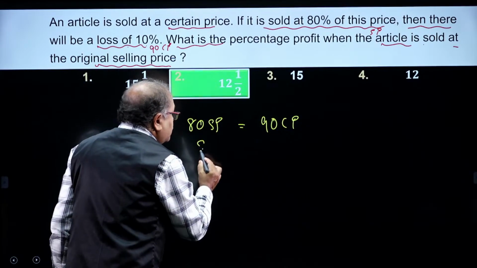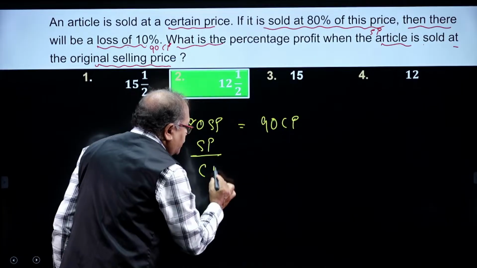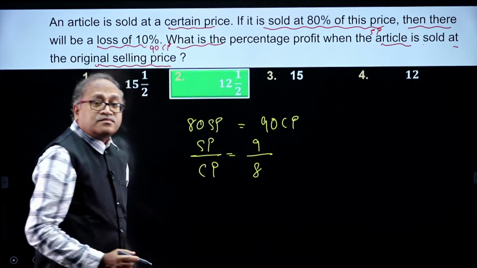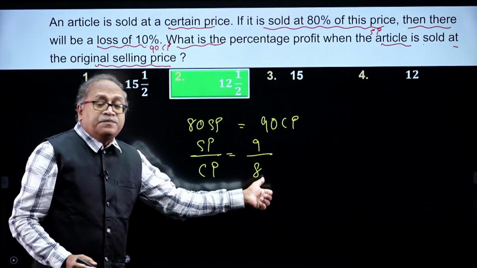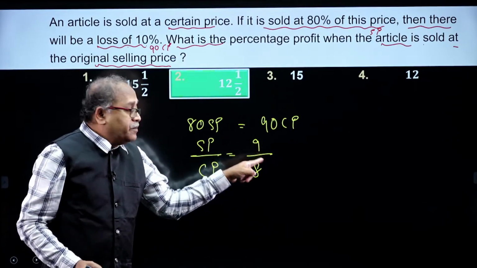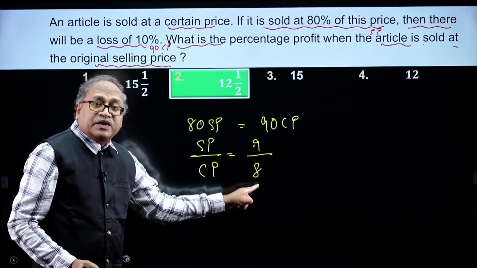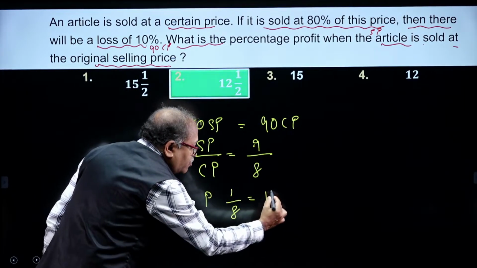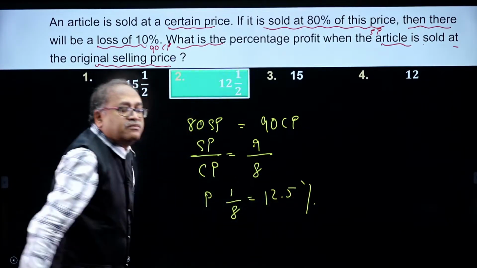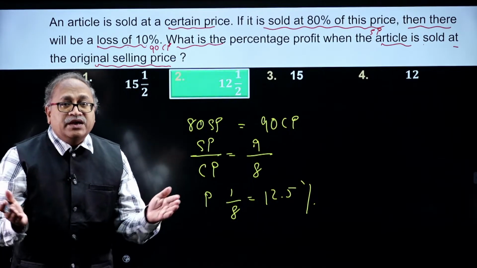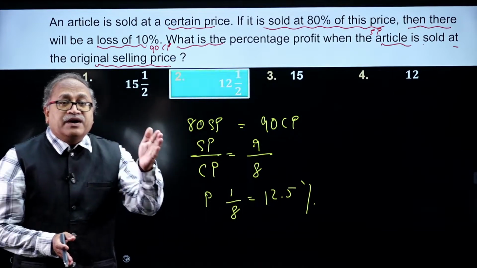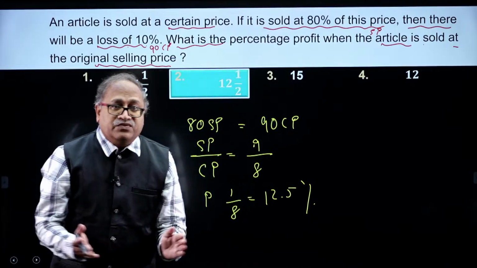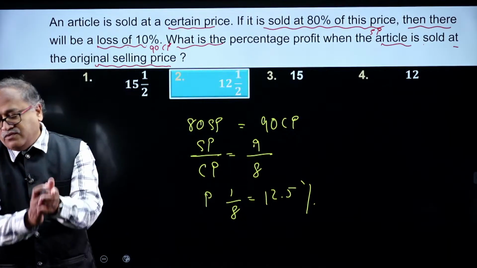So, here I get the SP by CP ratio as 9 by 8. SP is 9 part, CP is 8 part. So, the profit is 1 part. Look at this, 1 part over cost price 8. So, what is my profit? My profit is 1 by 8, and we all know in percentage 1 by 8 is nothing but 12.5%. 3 by 8 is 37.5%. 5 by 8 is 62.5%. 7 by 8 is 87.5%. We all know that. So, well done, sir.